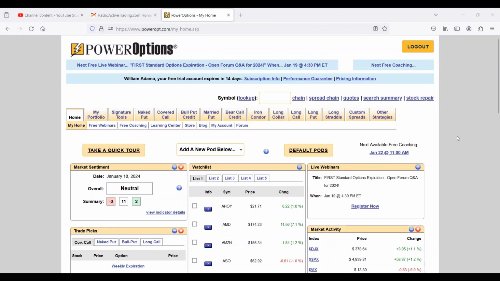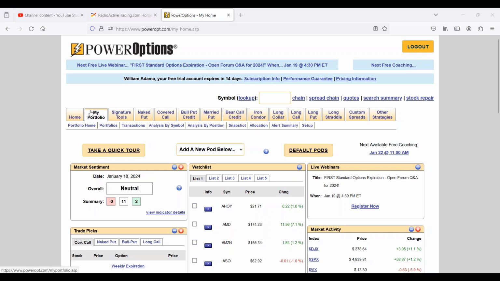And for our webinar account, what we're looking at here on the PowerOptions suite of tools is an Essential trial account, a 14-day free trial, which you'd get if you just went to powerop.com, put in your name and email address, and no credit card required to start your trial for 14 days.